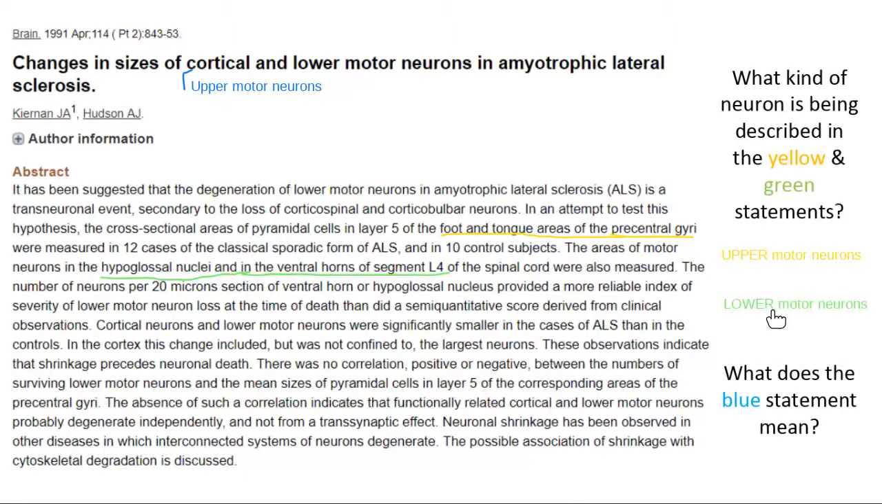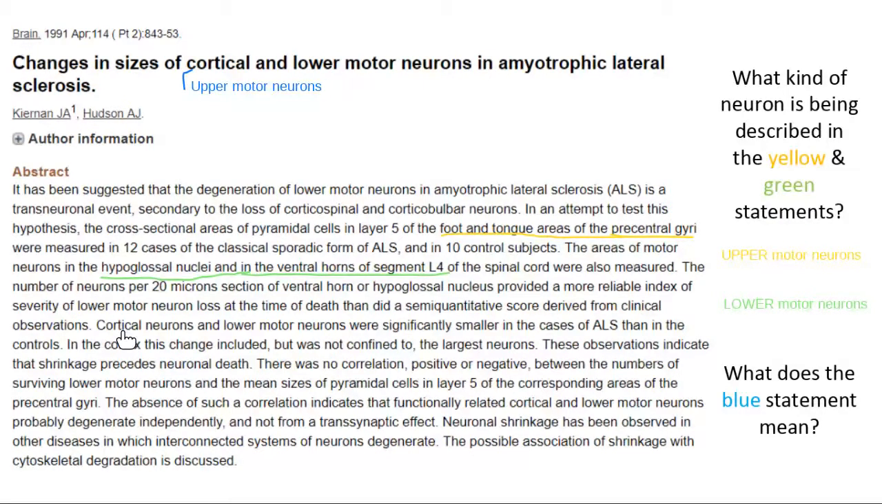Is the reason that lower motor neurons don't talk to muscles because something's wrong with them? Or is the reason that they're not talking because the upper motor neurons aren't talking to them? We're kind of trying to do the chicken and the egg thing here. Who died first? The ones that live in the brain or the ones that live next to the muscle? What's causing us to not be able to contract? So they took little pieces of the brain tissue from either the pre-central gyrus or from the brainstem or from the spinal cord. They looked at these cells, and here's where we get to our blue statement.